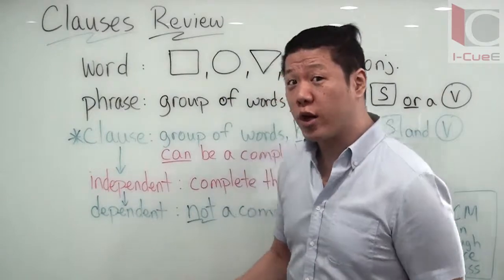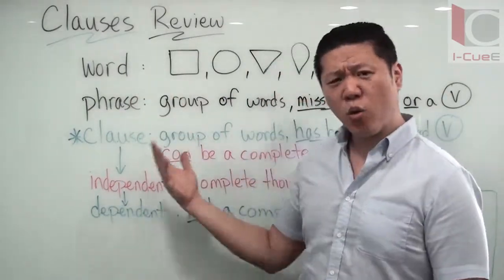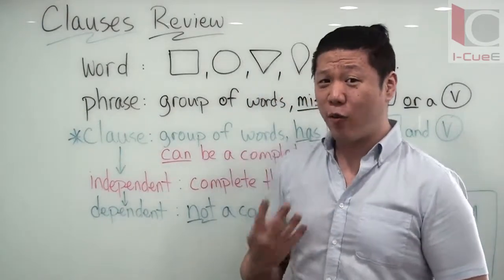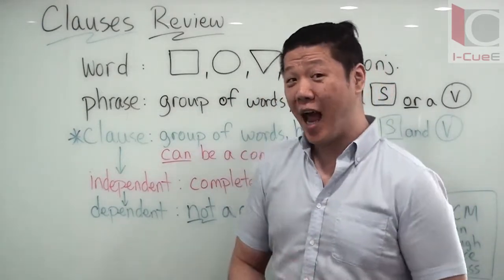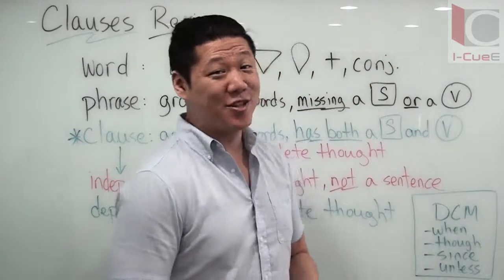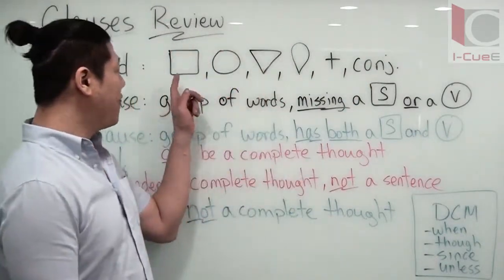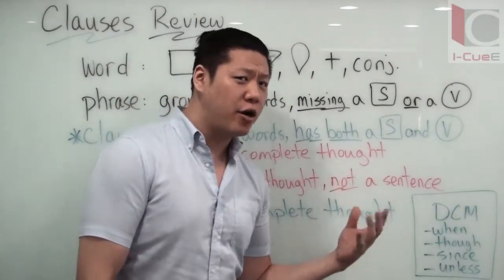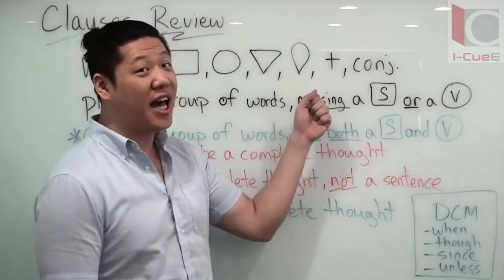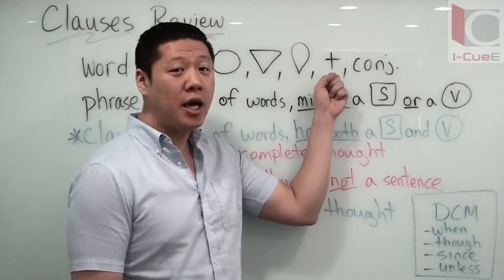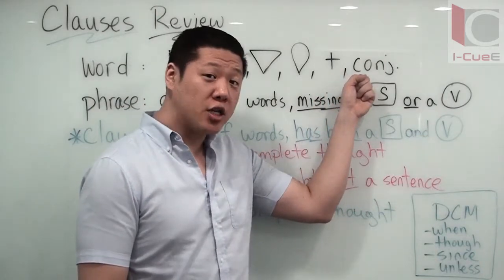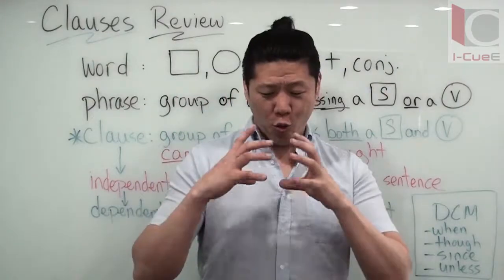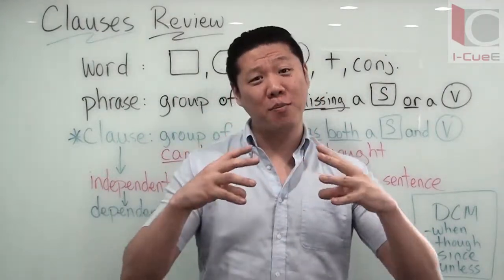So let's start with a word. What is a word? Well, we already reviewed the different kinds of words that we have, and the four basic words are nouns, verbs, adjectives, adverbs. So we have our shapes here: nouns, verbs, adjectives, adverbs. You may have heard these words before, but maybe not had a lesson on it yet. But we've had prepositions as well as conjunctions. These are just words, just one group of letters that form words.